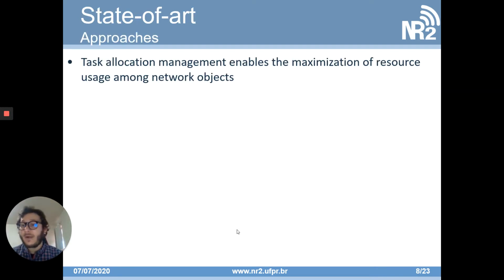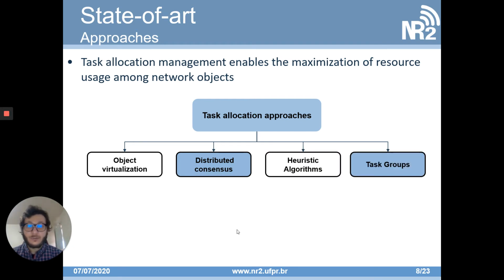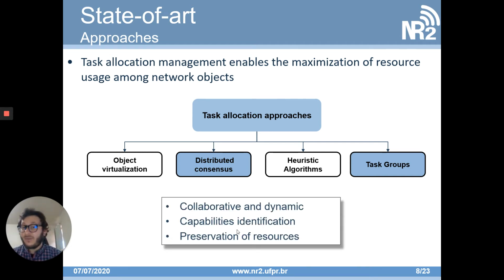Normally, task allocation requires some benefits. We need task allocation to manage all objects to maximize the resources of these objects. Normally in the state of the art, people utilize approaches like object utilization, distributed consensus, heuristic algorithms, and task groups. When we think about developing a solution for the task allocation problem, we need to consider collaborative and dynamic capability identification, and most of all preserve the resources of these objects, because not all the objects in the IoT have the capability to do different types of service and save energy.